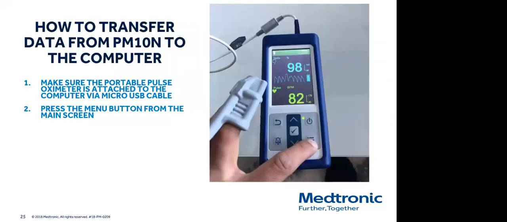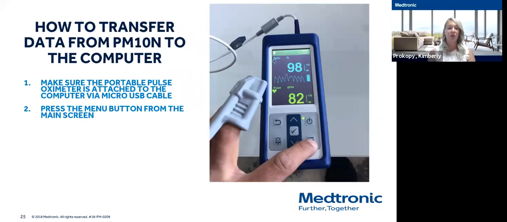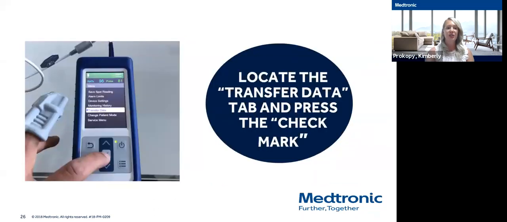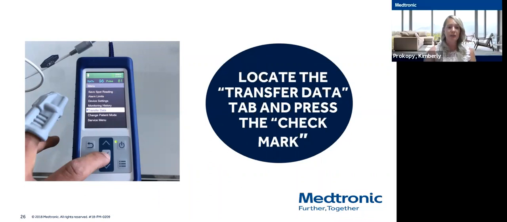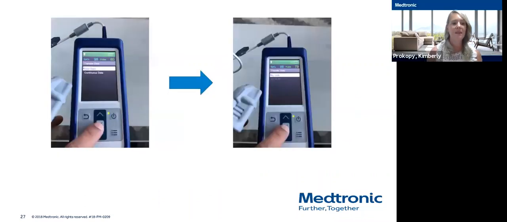So next, you already have your oximeter turned on. It's already plugged in. We did that a couple screens back. You're going to press the menu button, and you're just going to scroll down to where you can locate transfer data. When you have it selected, you're going to press the check mark. And then I believe for your protocol, you use spot data. Again, that's what we went through. So you're going to select spot data in lieu of continuous data, and then you're going to select by USB.